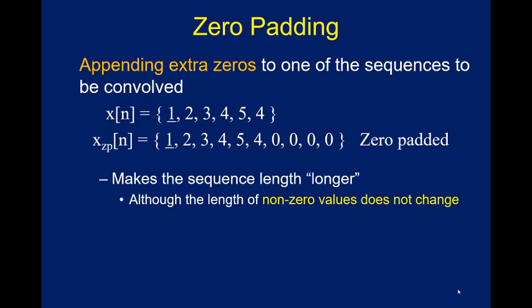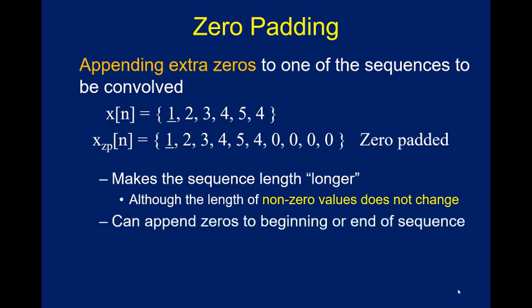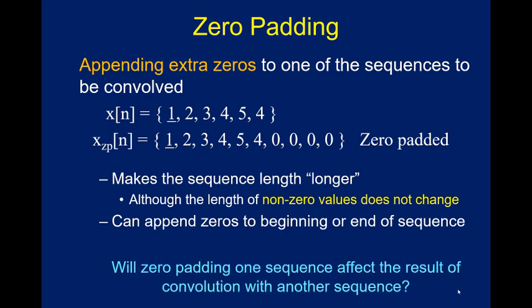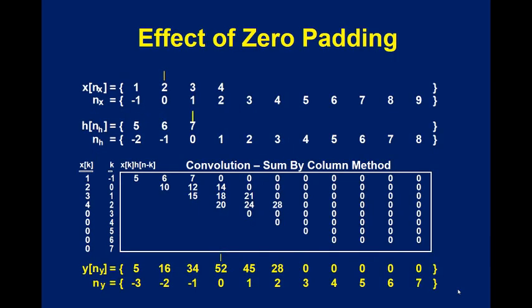Usually at the end, could be at the beginning. So that's what this says. We can append those zeros to the end or the beginning, typically the end. And now we would ask, does that really affect anything? Does that affect the convolution that we're used to? The short answer is no. And we can prove it pretty easily.